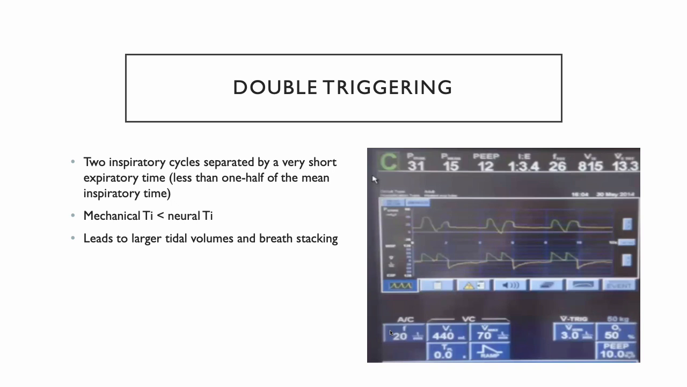In double triggering, there are two inspiratory cycles separated by a very short expiratory time. The expiratory time is usually less than 1/2 of the mean inspiratory time, and it occurs because the machine's inspiratory time is much shorter than the patient's inspiratory time. It leads to larger tidal volumes and breath stacking and can result in volume trauma.